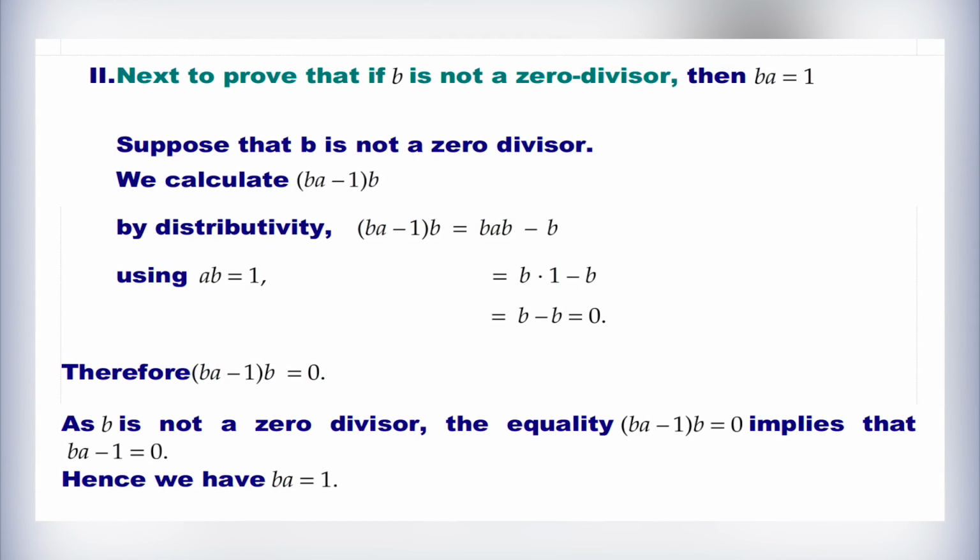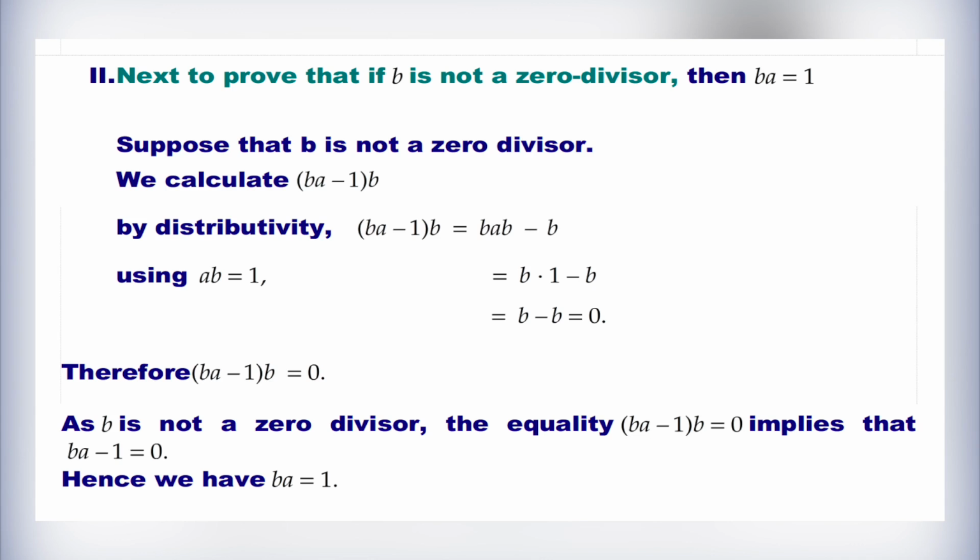Next, to prove that if B is not a zero divisor, then BA equals 1. Suppose that B is not a zero divisor. We calculate (BA - 1) times B. By distributivity, (BA - 1)B can be written as BAB - B. Using AB = 1, it can be written as B·1 - B, that is equal to B - B = 0.